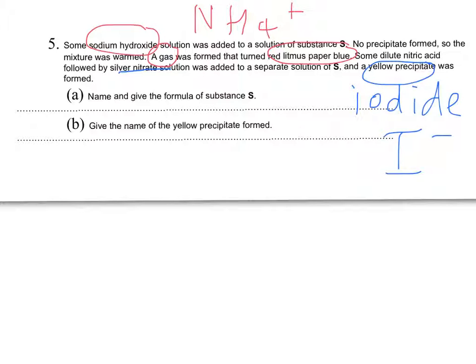So substance S is ammonium iodide, and its formula is NH4I. Oops. I'm afraid I don't know how to do subscript on this. I'm sure it's possible. And then I. Okay, and give the name of the yellow precipitate formed.